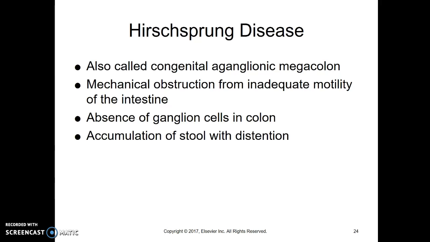So you can imagine your intestines are pushing stuff through, pushing it through, and then all of a sudden you hit an area where there's no movement. So it's going to build up and you're going to end up with this megacolon, this distended colon. So mechanical obstruction because of this motility issue from the lack of ganglion cells.